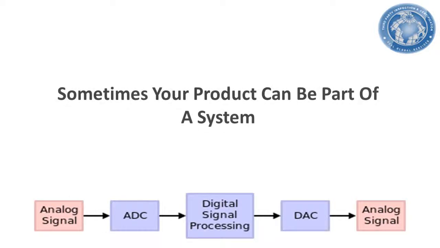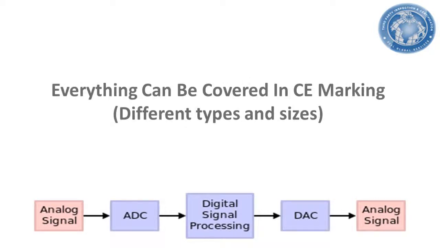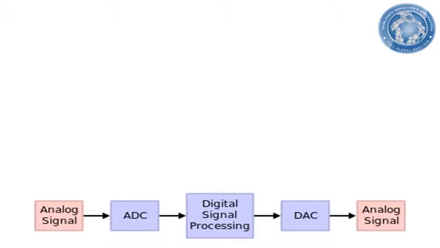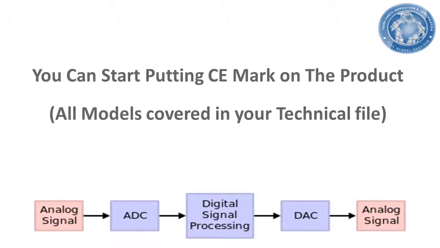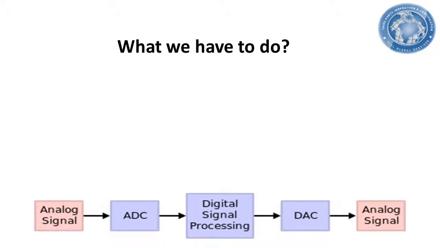Sometimes your product can be a part of a system. Everything can be covered in CE marking process and finally in your declaration and CE certificate as applicable. Finally, you can start putting CE mark on your product. You need to take following steps carefully.